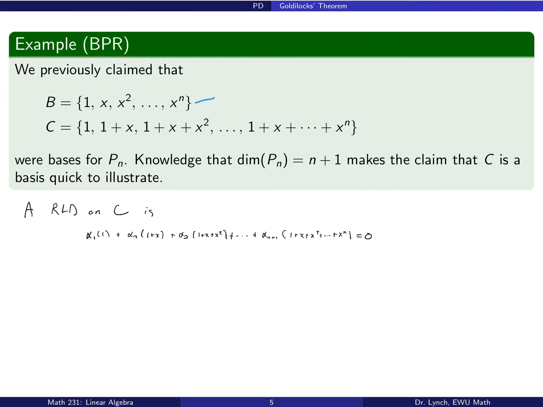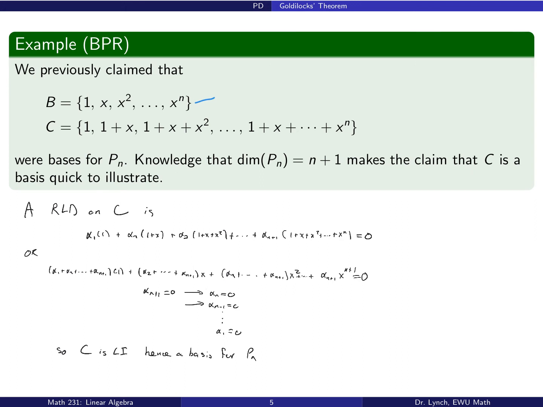So of course we can rearrange this, and when we rearrange this, it has a slightly different but a simpler form. So here's that form, and we've just collected up our coefficients in terms of x to the power n rather than in terms of alphas. Okay, so we can see right away that alpha n plus 1 has to be 0, and if alpha n plus 1 is 0, alpha n is 0, and if alpha n is 0, alpha n minus 1 is 0, and so on and so forth, all the way down to alpha 1. We see, therefore, that the only relation of linear dependence on the set C is trivial. C is linearly independent, hence a basis for Pn.